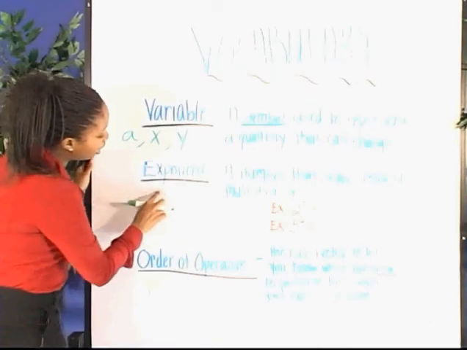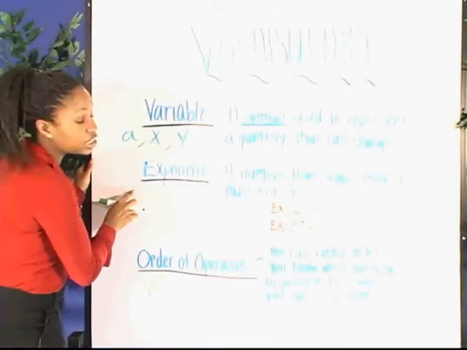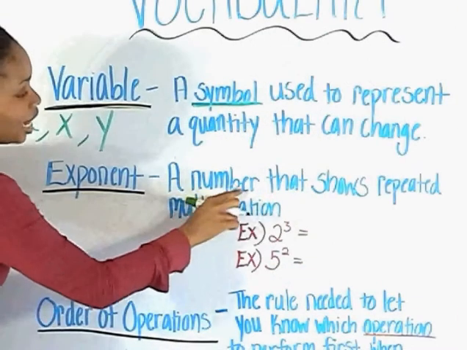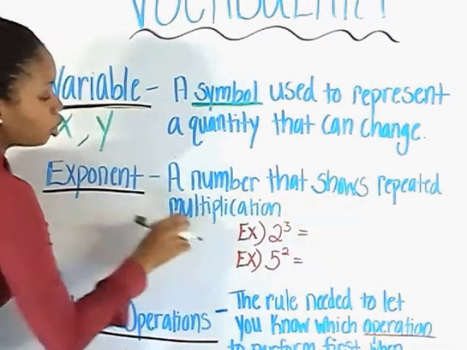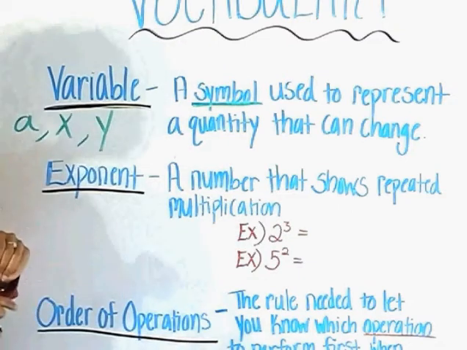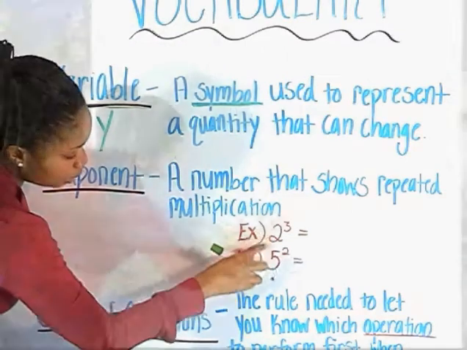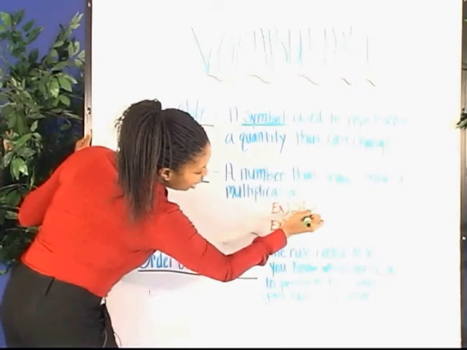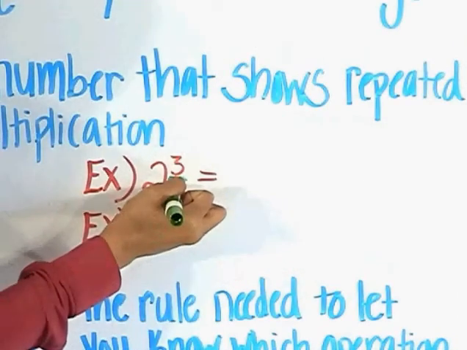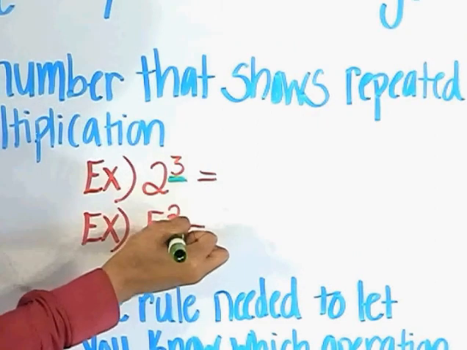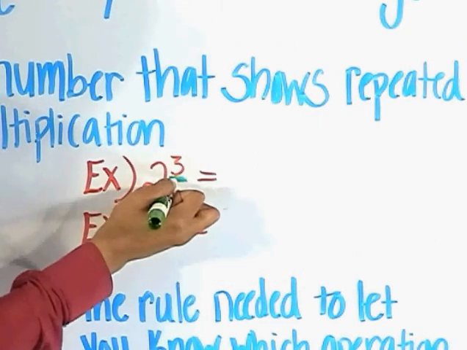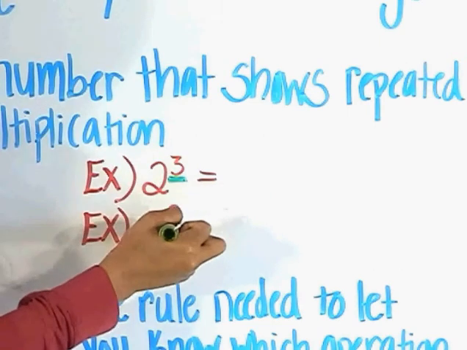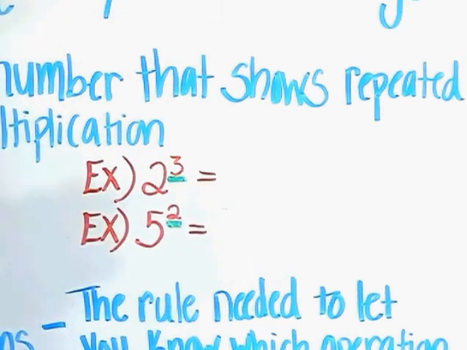Next, we're going to define exponent, because you'll see exponents in the order of operations. An exponent is a number that shows repeated multiplication. And let me show you what they're talking about. See these two examples that I have here? The little number in the upper right-hand corner is what we call an exponent. This big number is the base, the little number is the exponent. It's in the upper right-hand corner. And you can also call it a power.